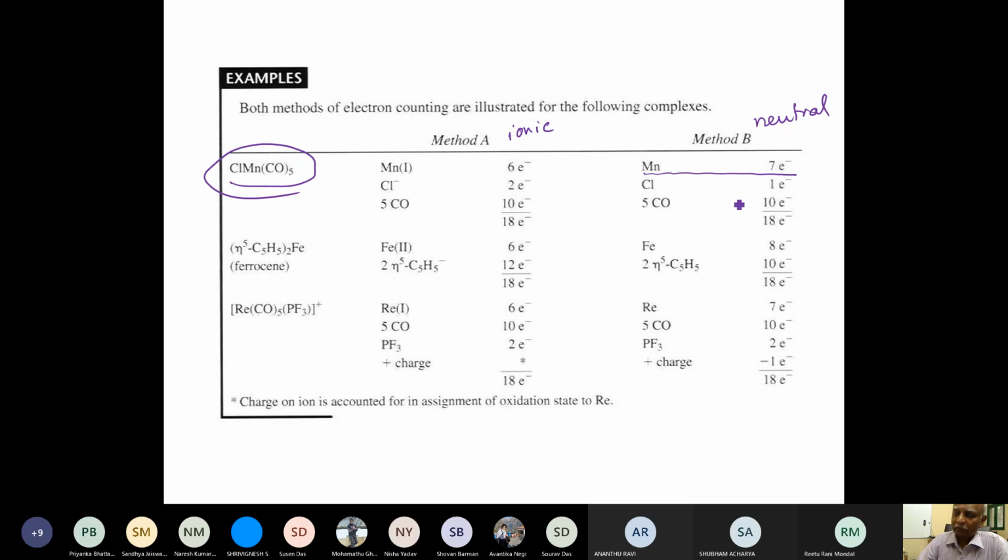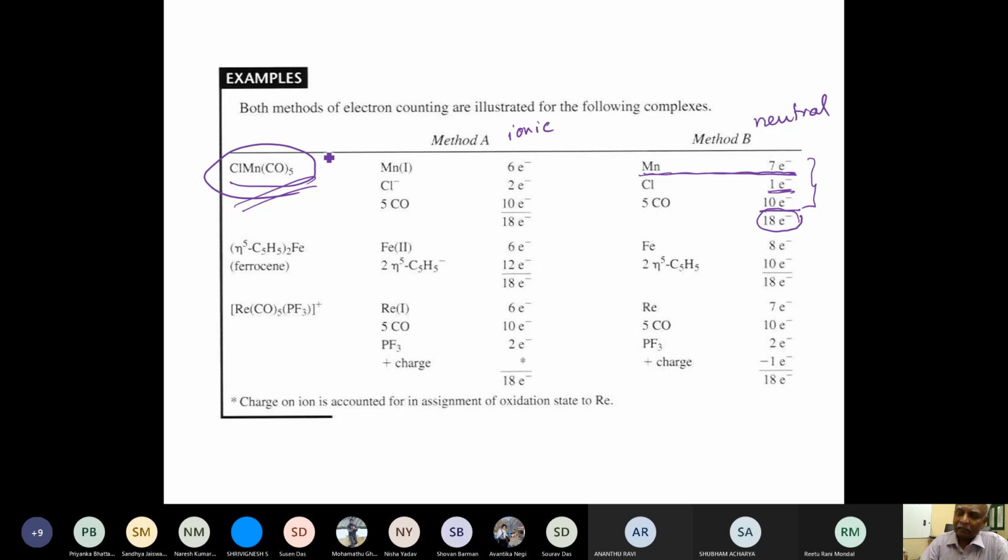So let's do the neutral method first. Manganese has 7 electrons. Chlorine contributes only 1 electron. It's the neutral method. So carbon monoxide contributes 2 electrons each. 5 of them are there, so 10 electrons. If you add up, you end up with 18 electrons for ClMnCO5. When I do the same electron counting with the ionic method, Cl is Cl minus. It's more electronegative than the manganese, so we consider that as Cl minus.